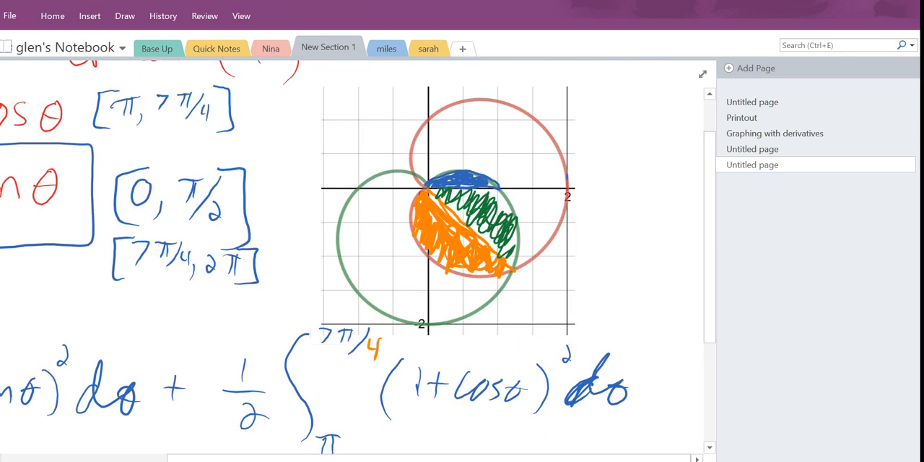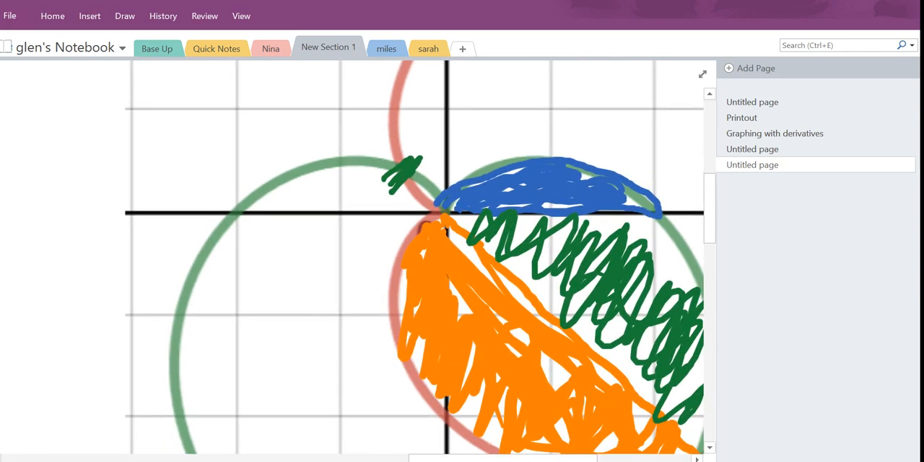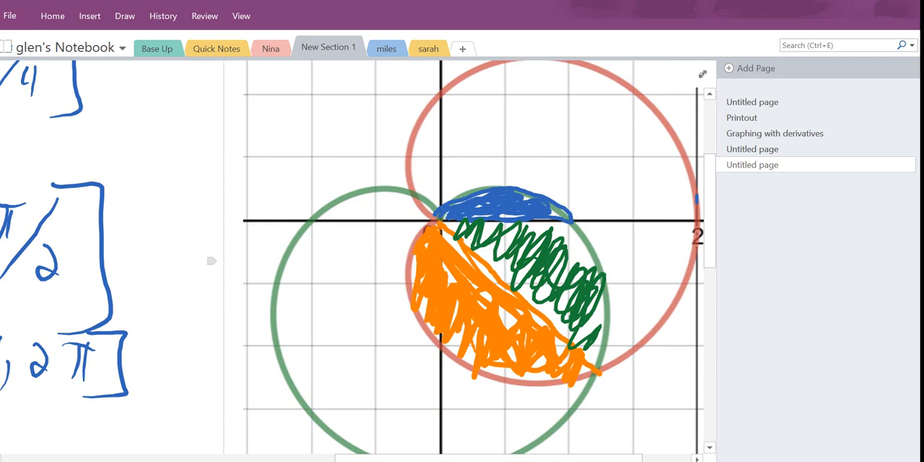The green curve actually goes out to here. Sorry. So instead of integrating to pi over 2, we're going to have to integrate to 3 pi over 4. Sorry. Okay, look. Complaining about this is not going to help. I'm sorry I missed a little piece.